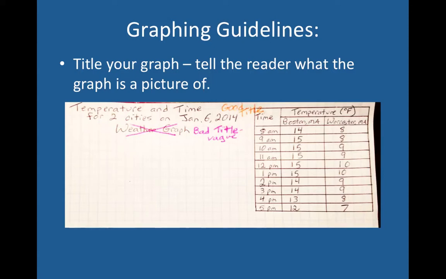Another huge guideline is to title your graph. Tell the reader what your graph is a picture of in your title. So here you can see I had the title weather graph. That's a bad title. It's just too vague. It doesn't tell me what weather I'm graphing. Similarly, 3.2 graph, way too vague. Instead, tell your reader what's on the graph. So I said temperature and time, because those are my two variables, for two cities. My two cities here, Boston and Worcester, and then I said what date it was for. This is a much better title because it tells your reader exactly what is on the graph.